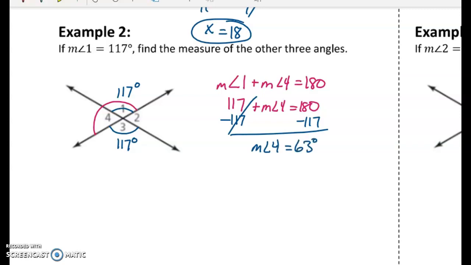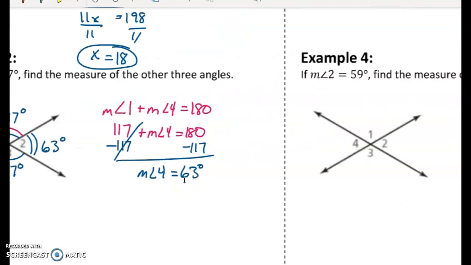That's 63 degrees. So angle 4 is 63 degrees, and whatever angle 4 is, angle 2 is the same because they are vertical angles. So we'll try another one of those when we get to example 4. It'll be very similar to this one.